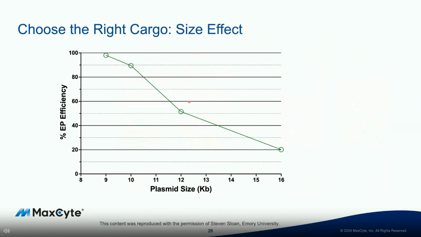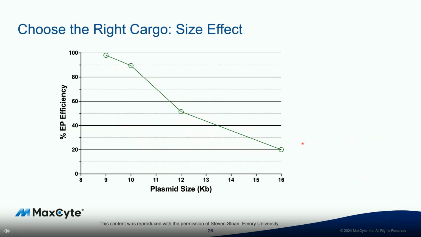So this slide shows how the size of the DNA affects the transfection efficiency. Again, this is human iPS cells, but basically what you can see is from 9 to 10 kb plasmid, you can get over 90% efficiency. As the plasmid size increases, the efficiency does decrease.